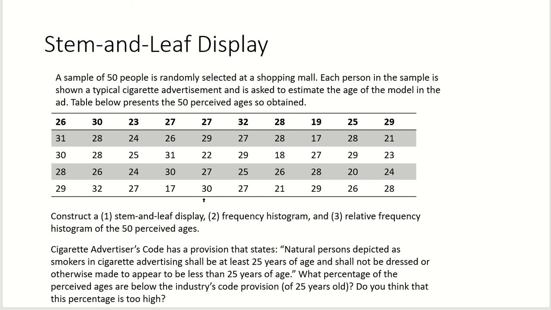So, we can construct a stem and leaf display, a frequency histogram, and relative frequency histogram of the 50 perceived ages. Kasi sa ibang bansa, siguro US to, may provision kasi sa kanilang policy, batas na natural persons depicted as smokers in cigarette advertising shall be at least 25 years of age and shall not be dressed or otherwise made to appear to be less than 25 years of age. Yan. Kung mukhang bata, violation yun. Diba?